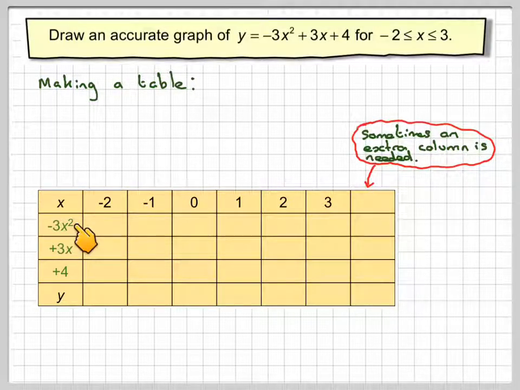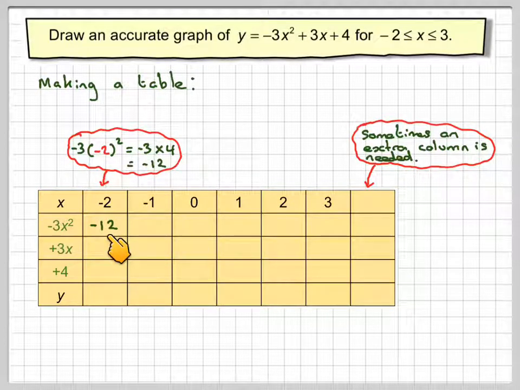Now down here, the bits in green are the main parts of the function: minus 3x squared plus 3x plus 4. What we're going to do is work these three cells out, then add them together, and we'll get the y coordinate, which goes when x is equal to minus 2. We need to be a little bit careful here because we've got minus 3x squared. So let's write that down: minus 3 times, and it's important maybe to put this minus 2 into brackets, minus 2 squared is 4, so that becomes minus 3 times 4. And minus 3 times 4 is minus 12. So in this cell here we put minus 12.